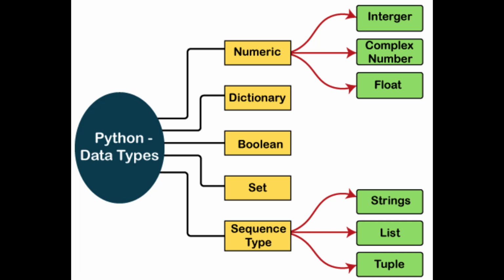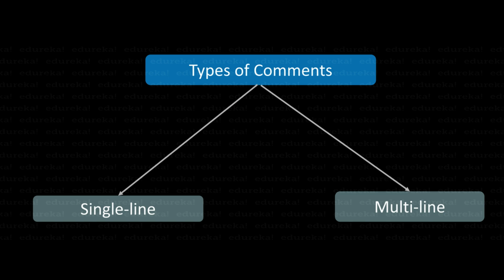Python comments. Comments can be used to explain Python code and to make the code more readable. Comments can be used to prevent execution when testing code. Creating a comment. A comment starts with a hashtag, and Python will ignore it. Example: #this is a comment. print("Hello, World!")